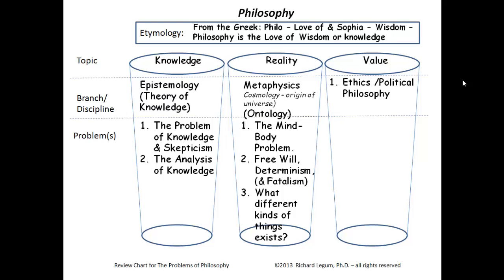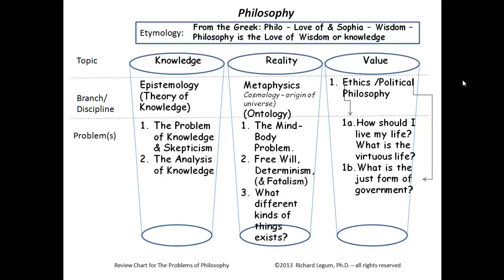Under value, the correct answer for the branch, there were actually two branches, ethics and political philosophy. The major question of ethics, and that's why I have that arrow there, 1A, is how should I live my life? What is the virtuous life? What ought I do? And within political philosophy, really the central question is, what is the just form of government? What is the right government, the correct government? What does it have the right to do? What do the citizens owe it? What does it owe the citizens?